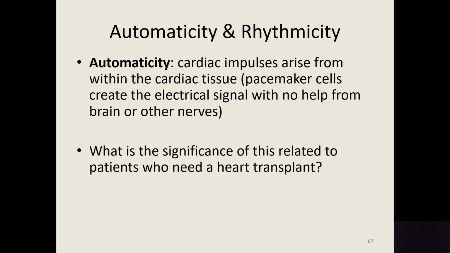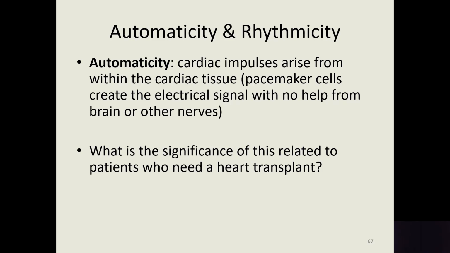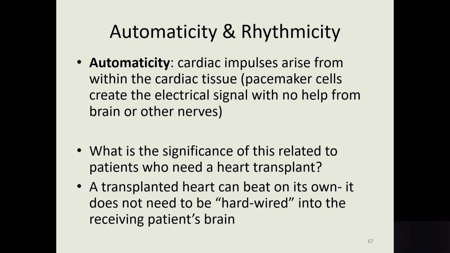So I mentioned that these are the functions of the muscle cells. Automaticity refers to cardiac impulses that arise from within the cardiac tissue, pacemakers that create electrical signals with no help from the brain or other nerves. So why is this significant? If you think about somebody who needs a heart transplant, that's pretty significant because the transplanted heart doesn't need to be rewired into that recipient's brain.